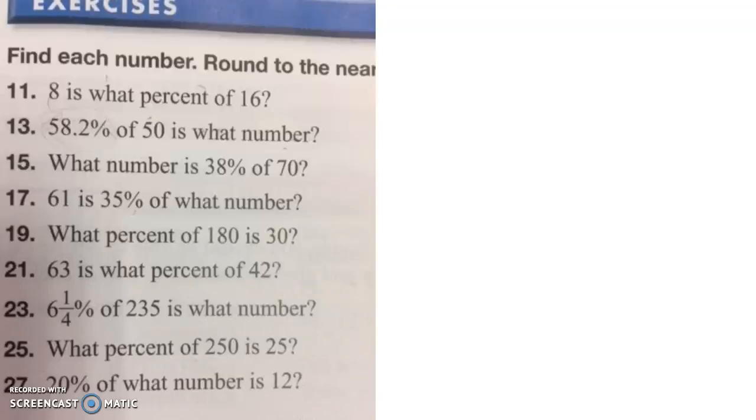So I wanted to give you a little bit of help on setting up problems for tonight's homework. If you're going to try to use the method that we used in class, then for number 1, remember that you always want the part, A represents the part, over the whole, and you're going to always set that equal to the percent over 100.